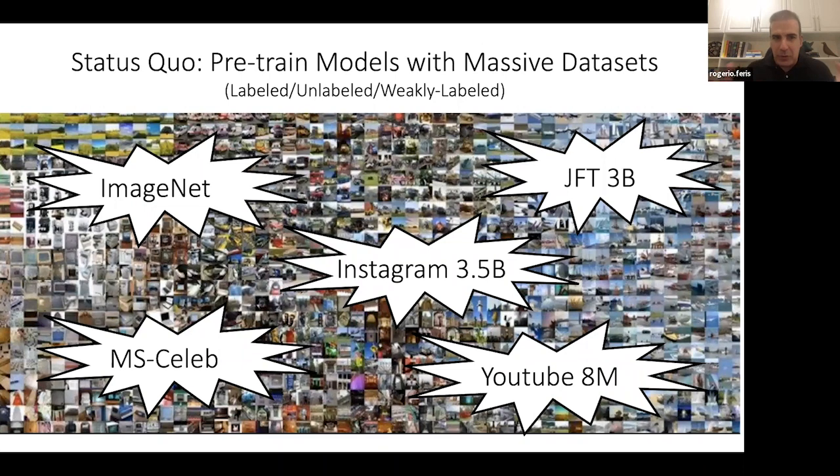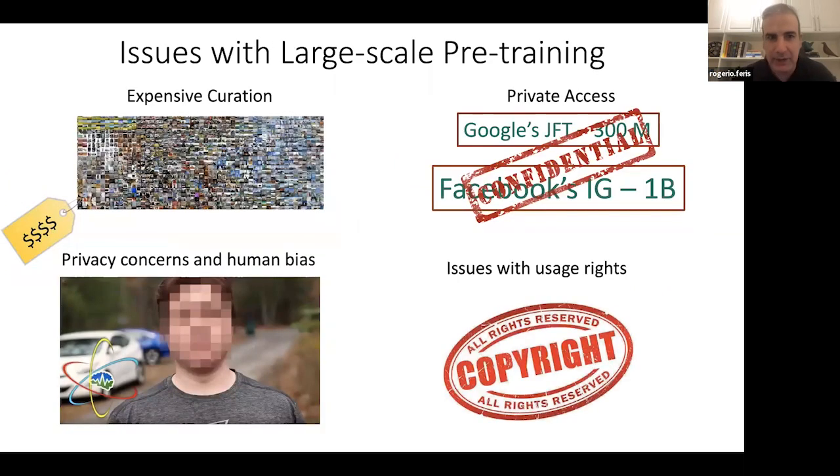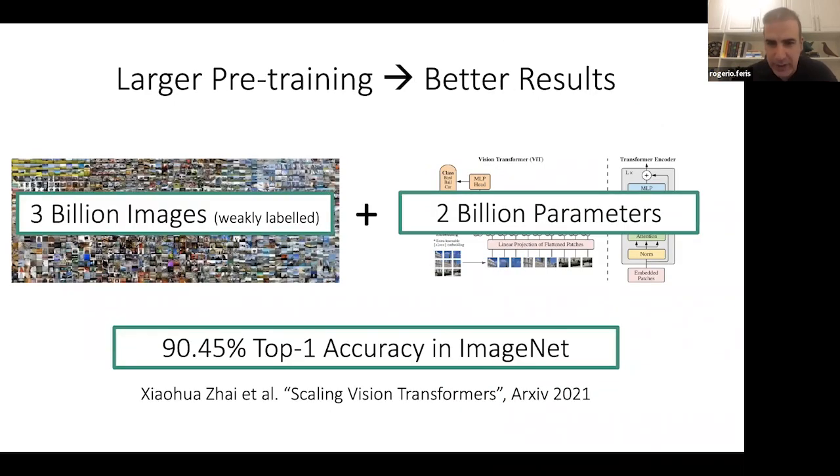So as you know, the status quo in visual recognition is to pre-train models on massive data sets. That could include labeled data like ImageNet pre-training, or unlabeled or weakly labeled data like Google JFT 3 billion, Instagram 3.5 billion, and so on. And the key recipe for achieving better accuracy in most cases is to rely on large-scale pre-training. The best result that I know in ImageNet, the top one accuracy, uses a training data set of 3 billion weakly labeled images with a transformer model of 2 billion parameters. And that leads to 90% top one accuracy in ImageNet, which is quite impressive.